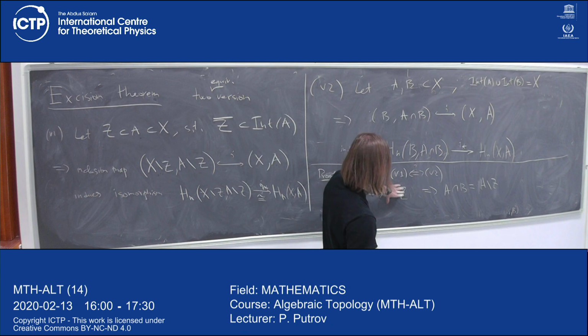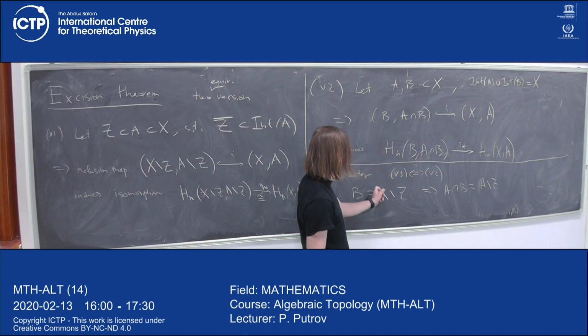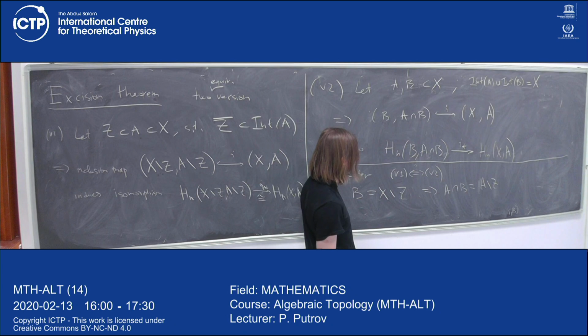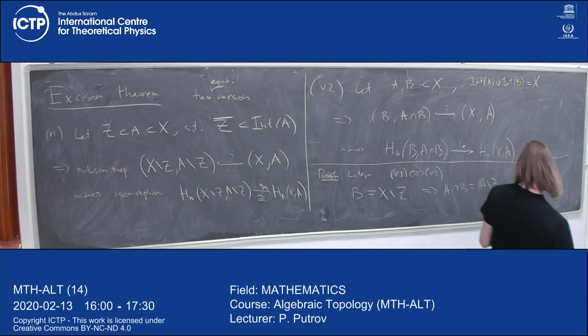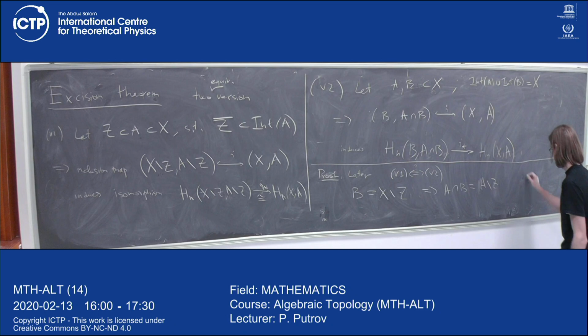If I intersect A with this, this is the same as first intersecting A with X, which is A. And then I take minus Z. We can imagine the situation like this. This is my big space X. And there is Z somewhere inside. And there is A, this. And then B is like this.